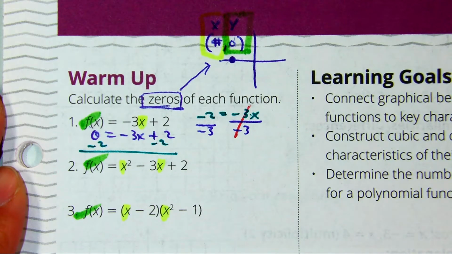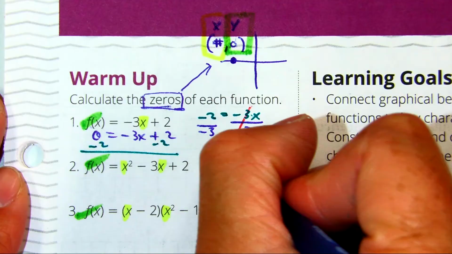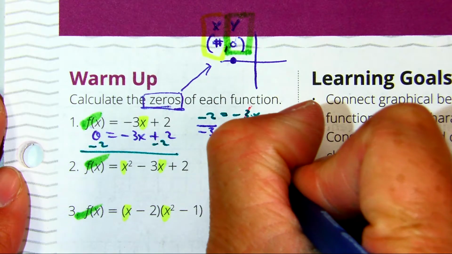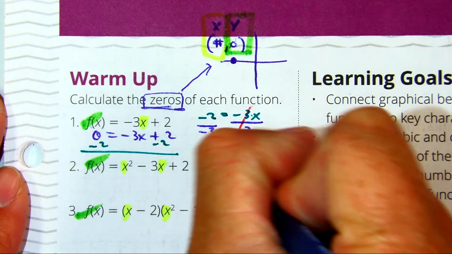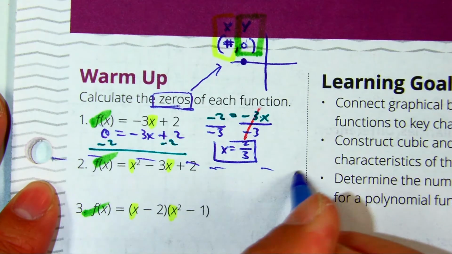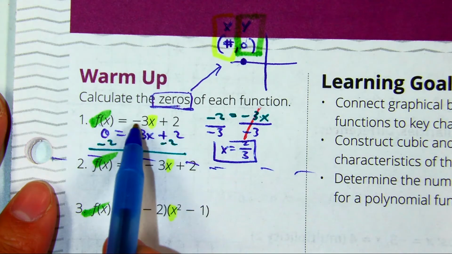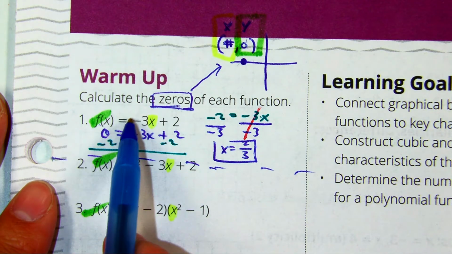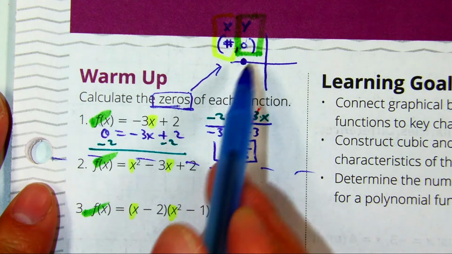Class, negative divided by negative? X equals 2/3. Raise your hand if you got 2/3 for the first one. What does that mean? If you put in 2/3 times negative 3, you'll get negative 2. Negative 2 plus 2 is 0. That equals the number we wanted.